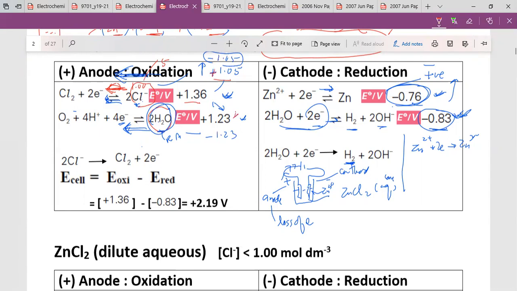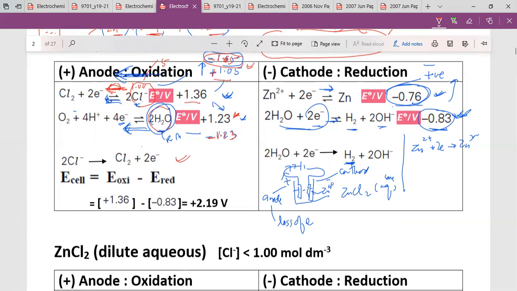This remains the same. This has decreased, becoming less positive, because it's going backwards. To judge which is going to be discharged, going backwards means the water will be minus 1.23 and this will be minus 1.05. I must judge it from the backwards direction, the backwards EMF. So minus 1.05 and minus 1.23, which is smaller, which is easier? Of course, minus 1.05. That's why chlorine is being discharged.